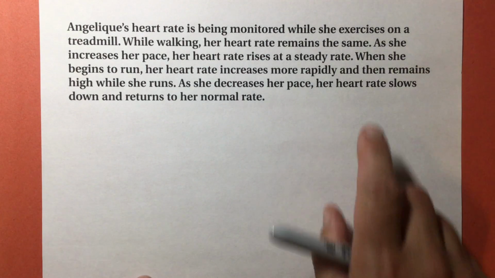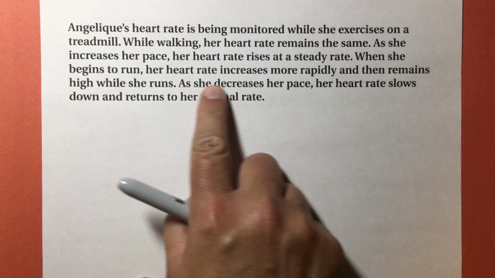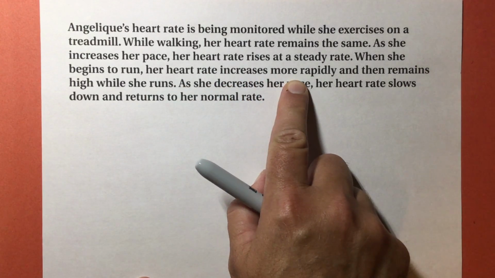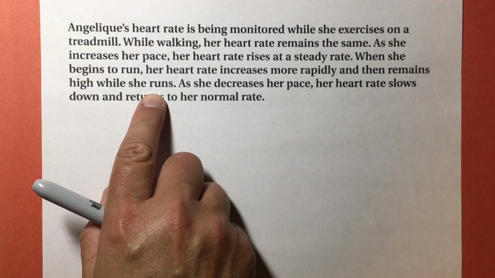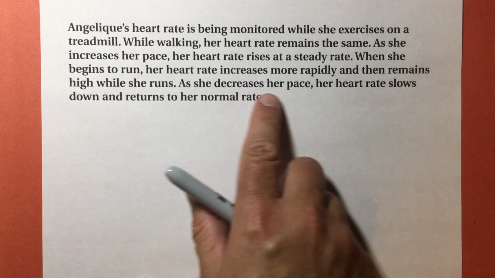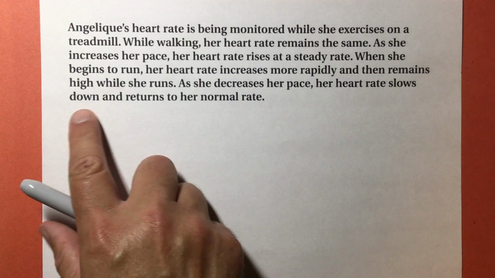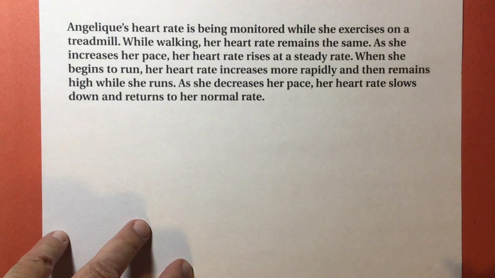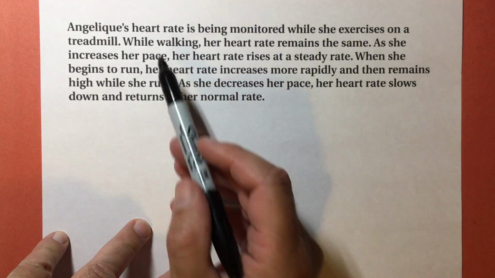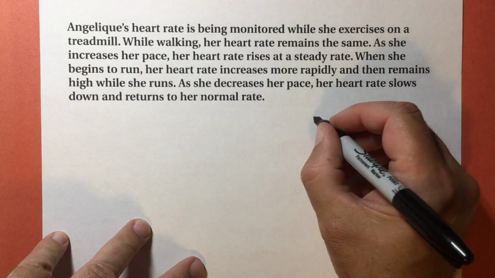Okay, back to the problem. When she begins to run, her heart rate increases more rapidly, and then her heart rate remains high while she runs. As she decreases her pace, then her heart rate slows down and it goes back to the normal rate. So just like the last problem, we need to talk about what the two measurements are that we have here, right? So heart rate is the first one that is mentioned.